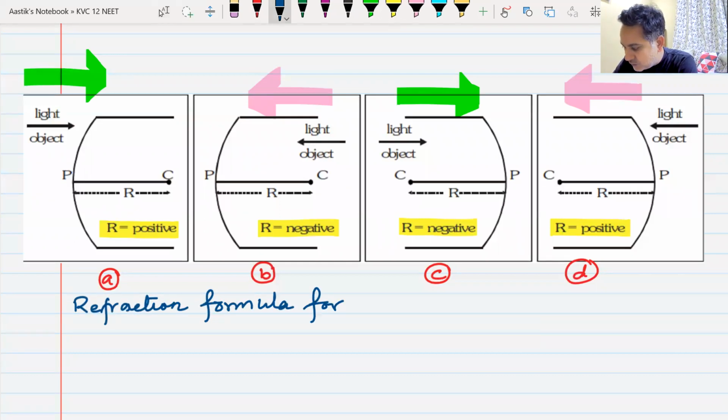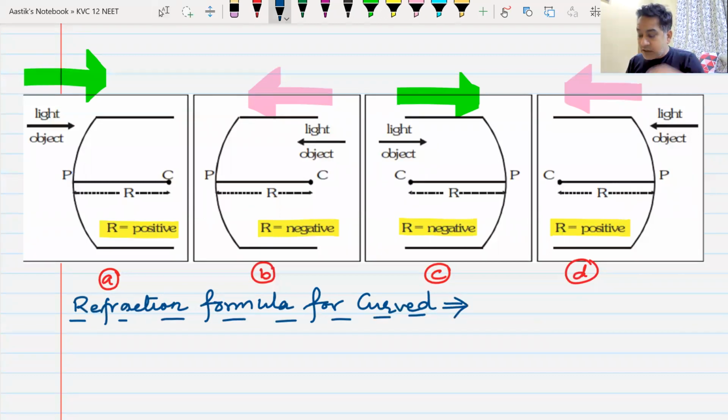Refraction formula for curved surface. Remember, curved surface. What is the refraction formula for curved surface? Have you seen this formula, anyone? Now, remember there are certain terms that I am going to use.